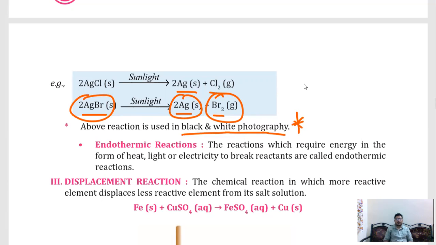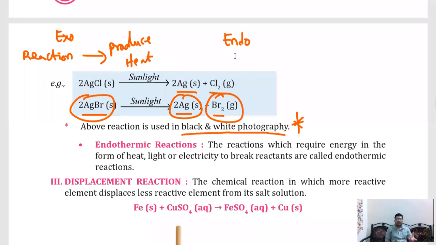Yes, we have discussed about exothermic. Now we have to learn about endothermic. What is endothermic? So first of all, you have to understand what is exothermic, and here we can observe what is endothermic. Exothermic, when reaction is taking place, it will produce some heat energy, right?